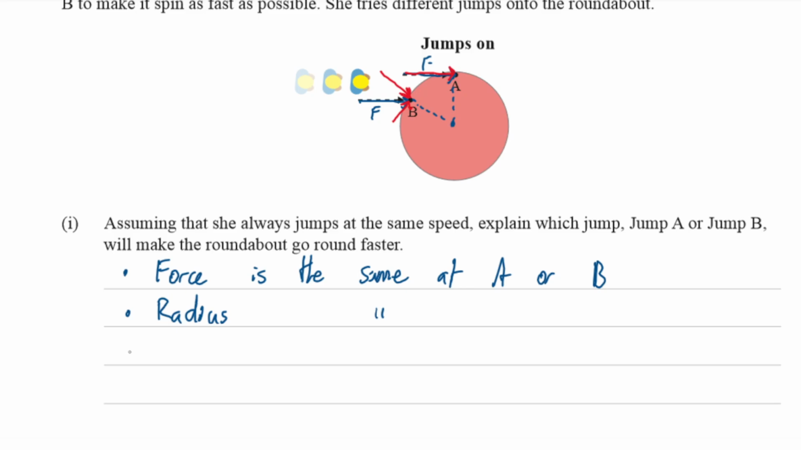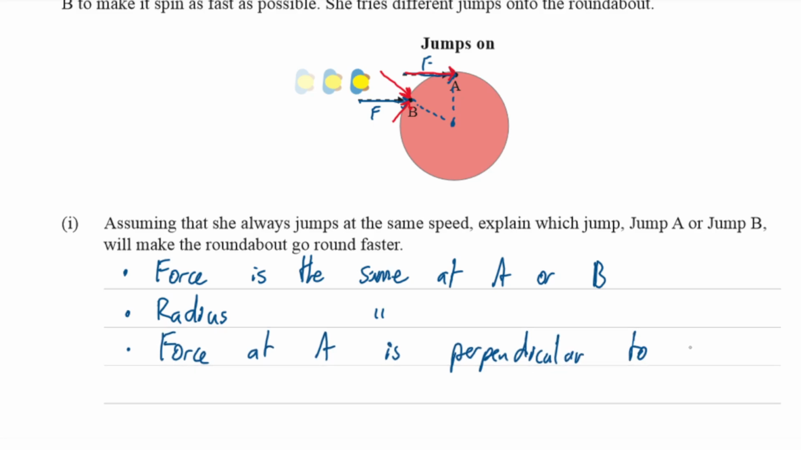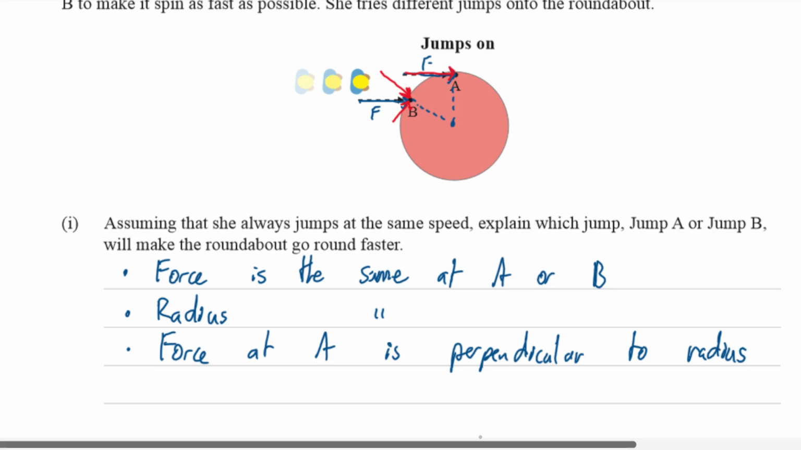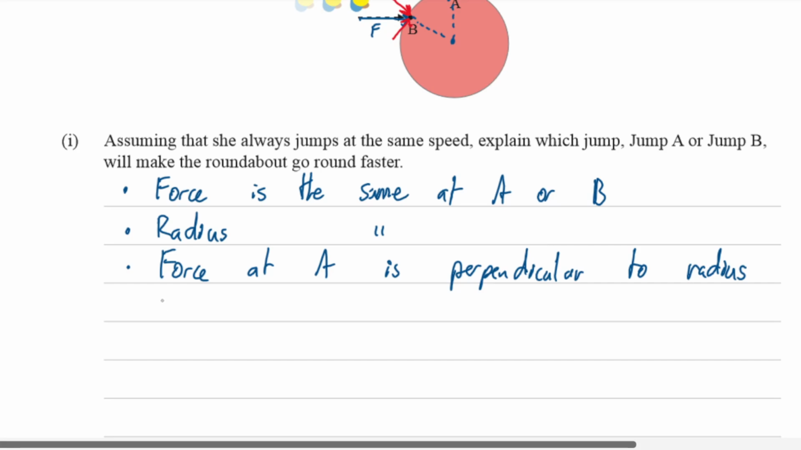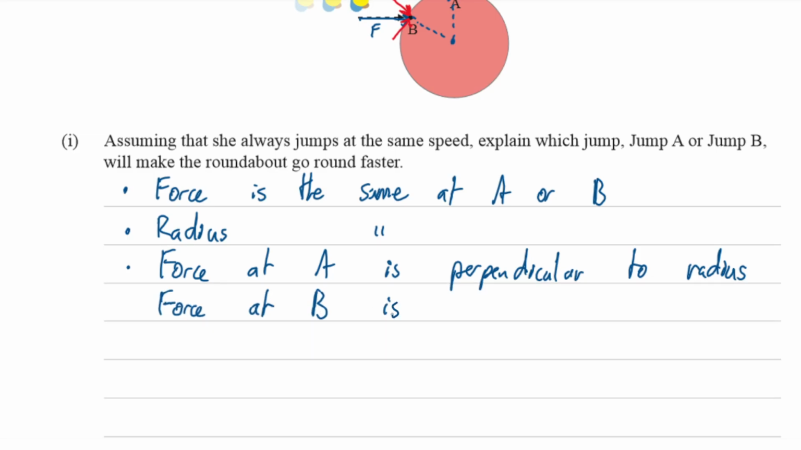So what's different? The difference is the force at A is perpendicular to the radius at that point, whereas at B, it is partly perpendicular, right? Part of it is perpendicular, but part of it is not.